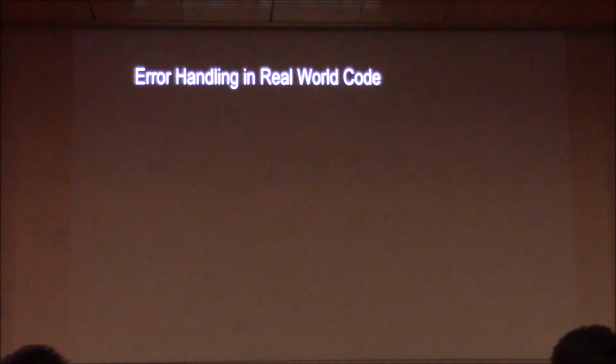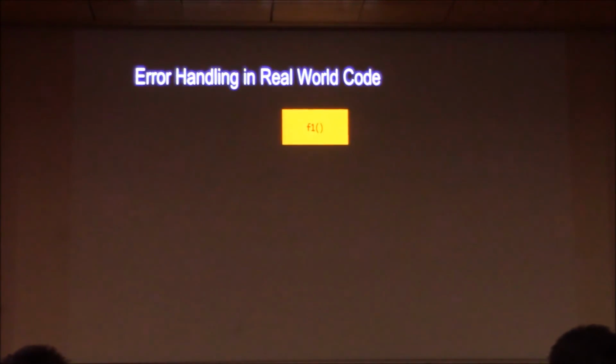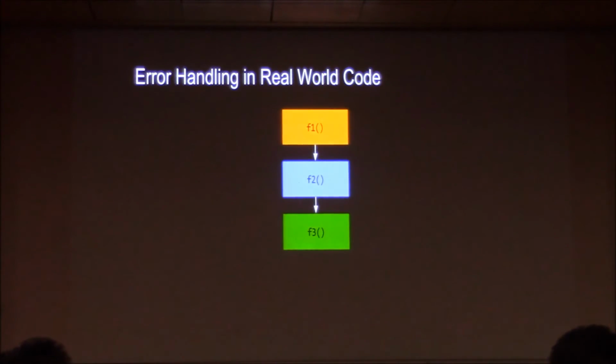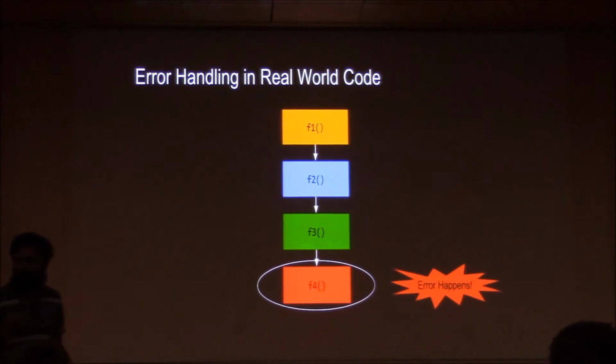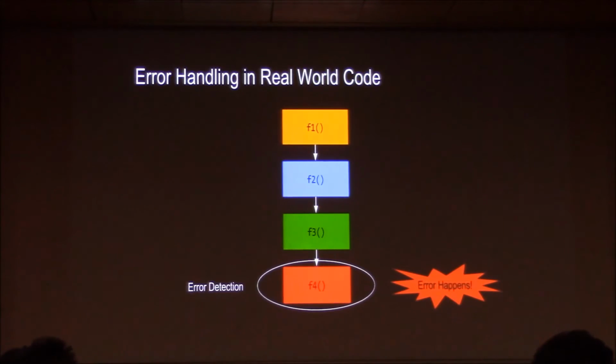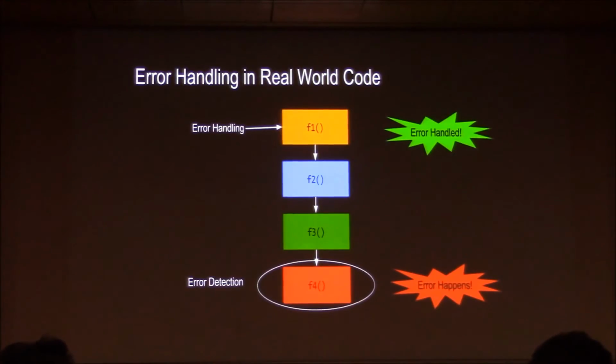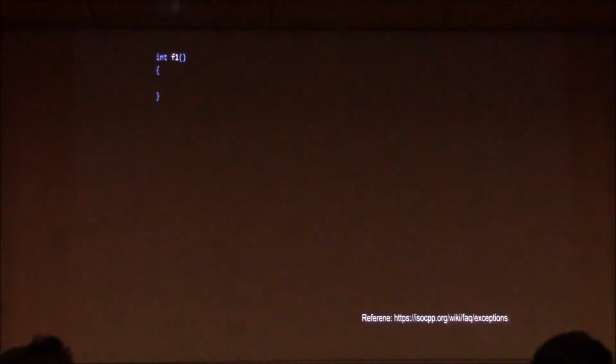But when you go to real world code, the sample code may look like f1 calls f2, f2 calls f3, and f3 calls f4. Okay, there are some functions here. And f4 is a very low level function where some error happens, and this particular error is detected here, and this particular error is handled only at f1. Okay, if this is the case, then if you do it with the normal return code strategy, this is how your code looks.